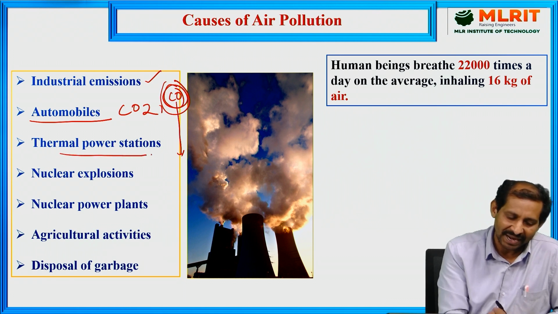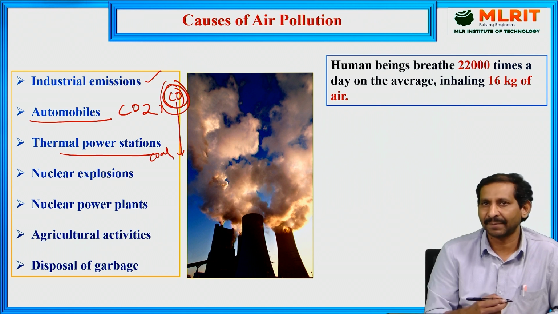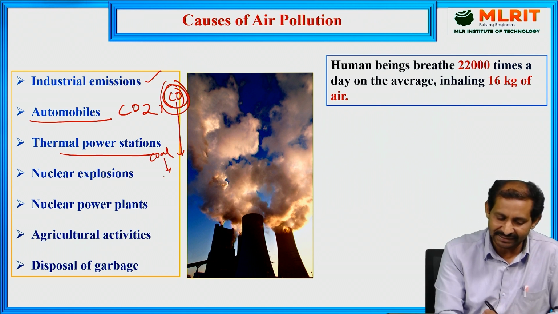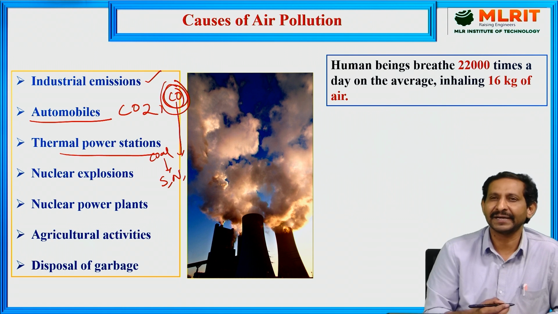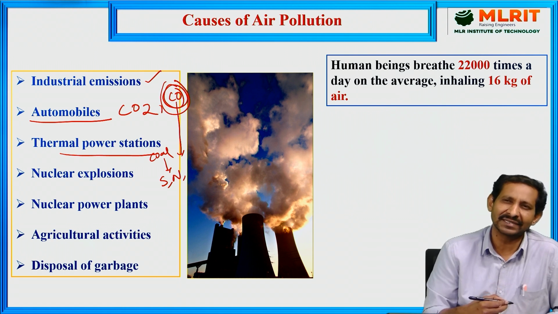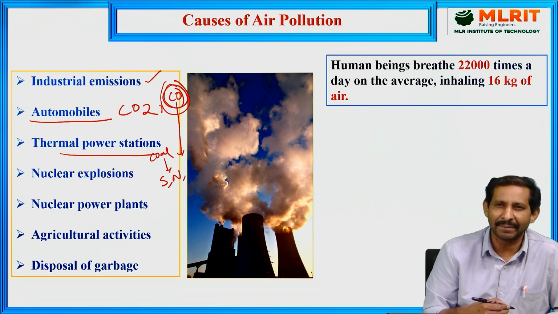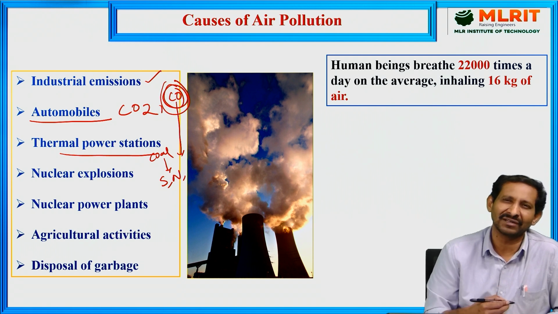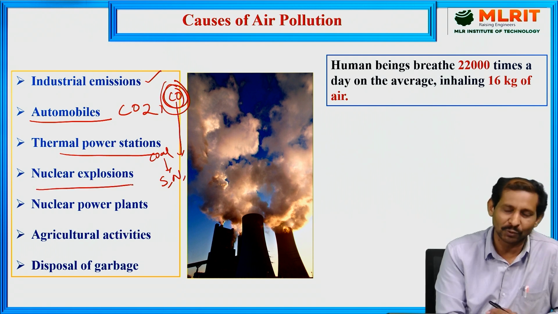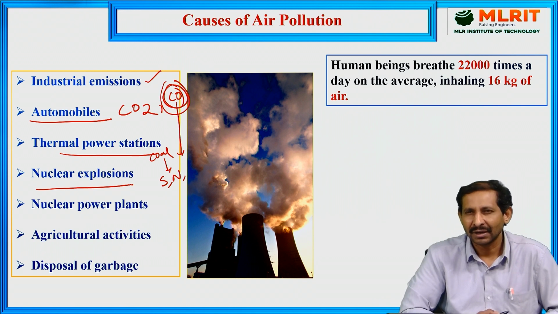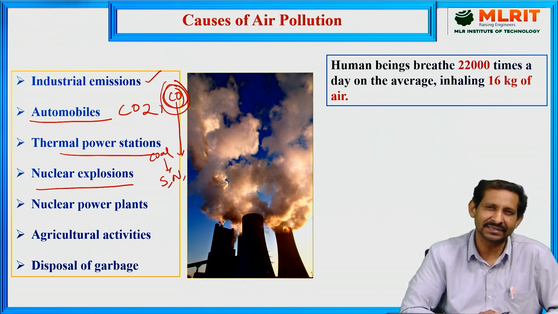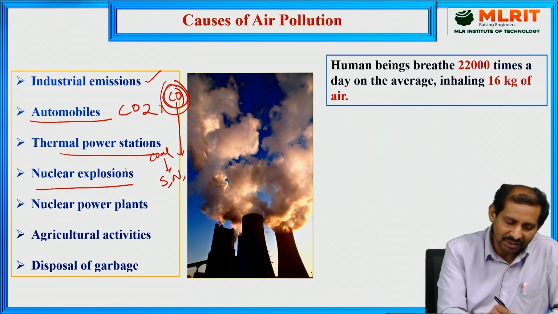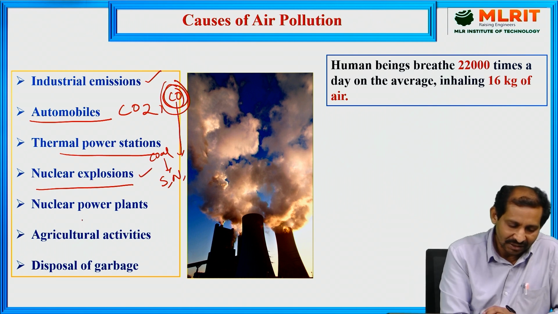Then thermal power plants. In thermal power plants, mostly coal is used as a fuel for the generation of power. This coal contains sulfur, nitrogen, and different elements. If sulfur is present, a lot of sulfur oxides and nitrogen oxides come into the atmosphere and cause further pollution. And with nuclear explosions, when a nuclear device is exploded, a lot of radioactive elements enter the atmosphere, and they do not come down immediately, creating a lot of pollution.